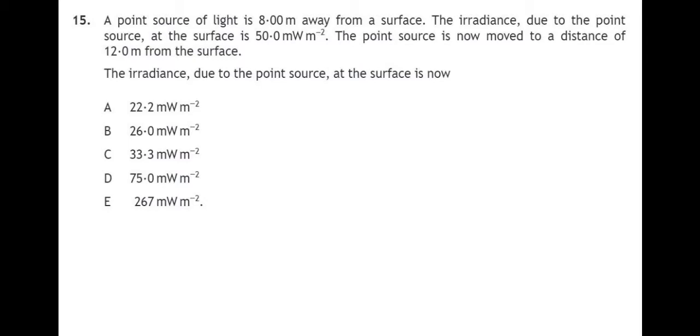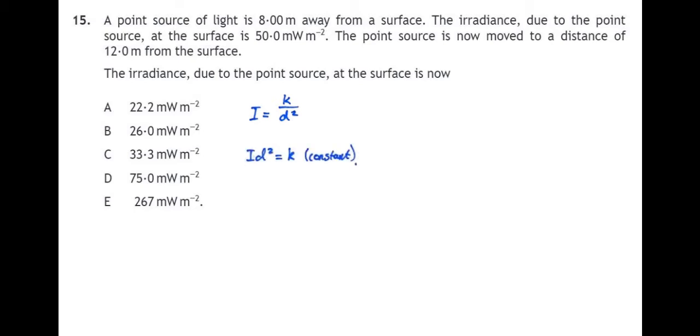Number 15. A point source of light is 8 meters from the surface. The irradiance due to the point source at the surface is 50 milliwatts per square meter. The point source is now moved to a distance of 12 meters from the surface. The irradiance due to the point source at the surface is now, okay, inverse square law, I equals k over d squared, which means the irradiance from a particular point source is equal to some constant divided by d squared.